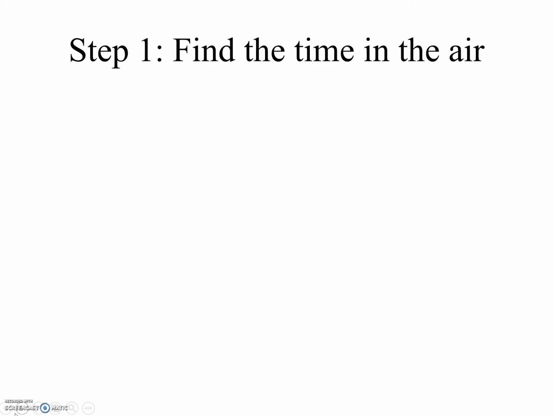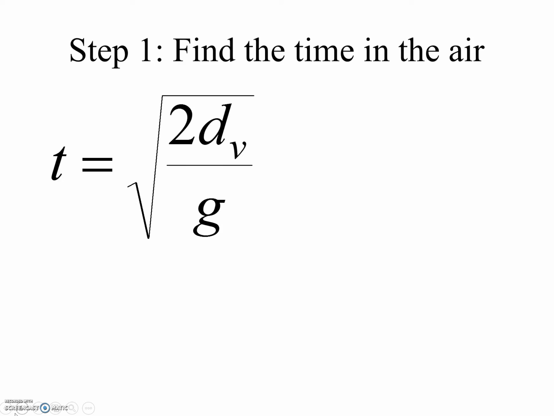So we're going to have 2 steps in this kind of problem. The first step is going to be to find the time that the projectile is in the air. And to calculate time, we're going to take the square root of 2 dv over g. So the steps in this problem are going to be to multiply the vertical distance times 2.